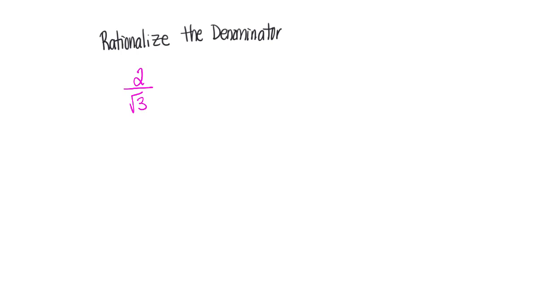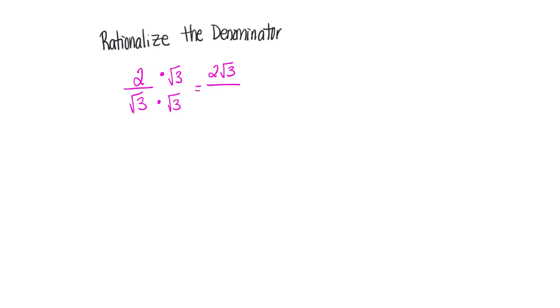To rationalize the denominator, we multiply both the numerator and the denominator by the radical that is in the denominator. When we multiply fractions, we just multiply straight across. So we're going to do 2 times the square root of 3, and that's going to stay 2 times the square root of 3. The multiplication of the whole value stays outside of the radical symbol.